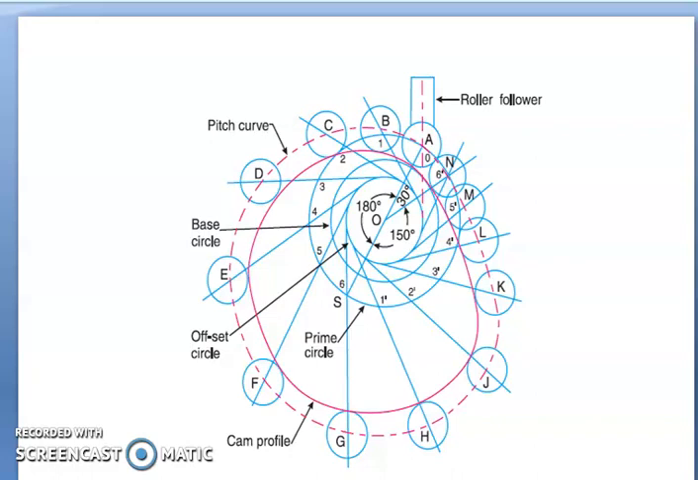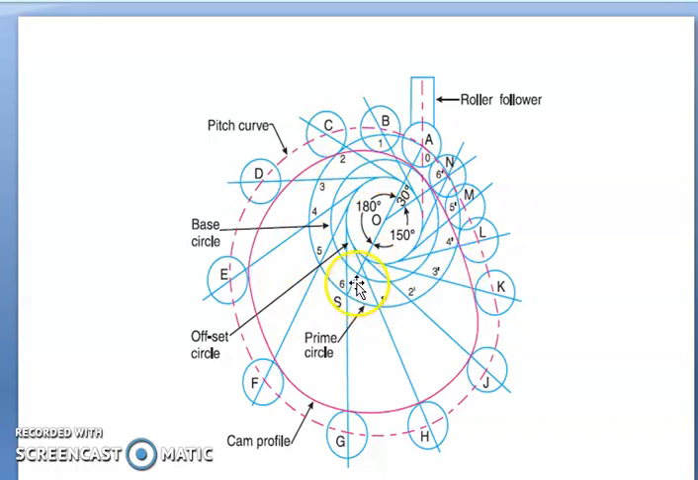Since the follower is offset, we have to draw the offset circle too. So in the case of the roller follower, first we draw the base circle of the minimum radius, that is 15 mm. After drawing the base circle of 15 mm, then we draw the prime circle.